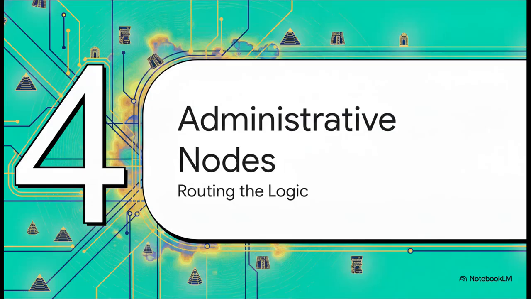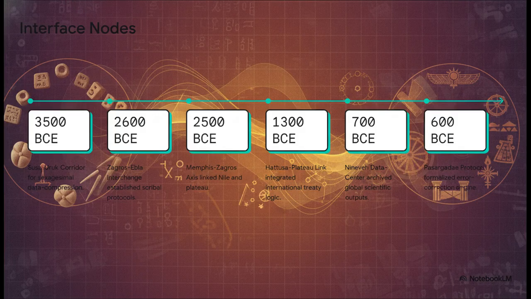That brings us to Section 4, Administrative Interface Nodes. Having deep storage hardware is fantastic, for sure. But to actually run a functioning civilization, you have to network that thermodynamic logic outward to the general population. So these physical locations functioned as administrative interfaces. They were essentially the ancient world's internet routers.